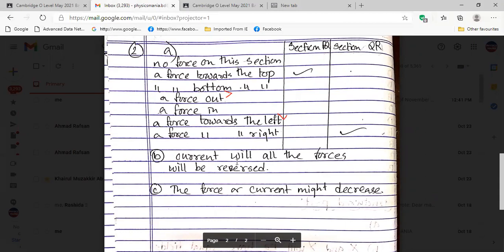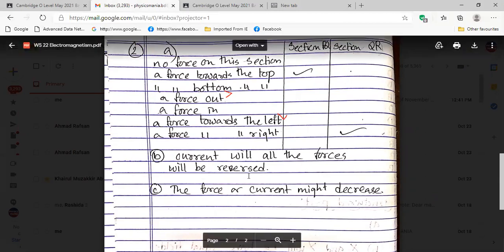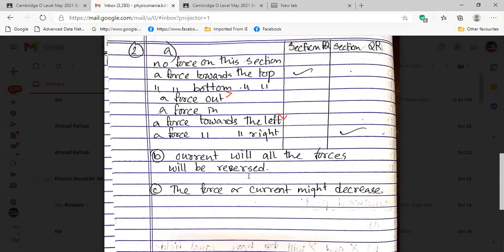Okay, here you wrote that all the forces will be reversed. It should be current with... Yes, current with. Okay, then it is fine.